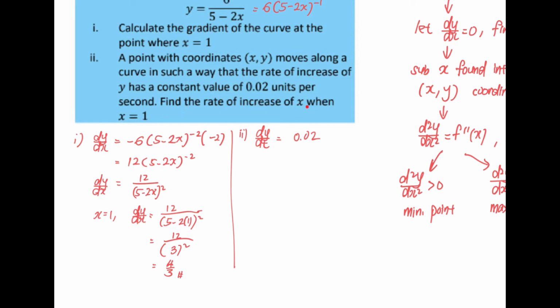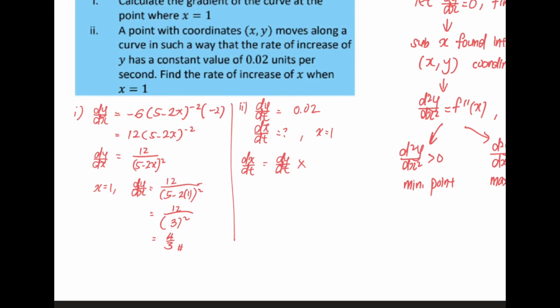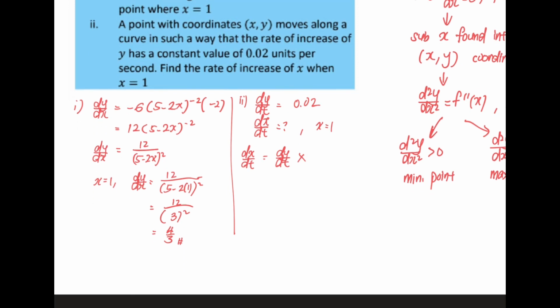So they give us dy/dt equal to 0.02, and then find the rate of increase of x. That means you have to find dx/dt when x is equal to 1. Okay, so we use our chain rule in this way. We always put the question at the left, that will be easier for us. So they want us to find dx/dt, we put it on the left, and the information dy/dt I put on the right.